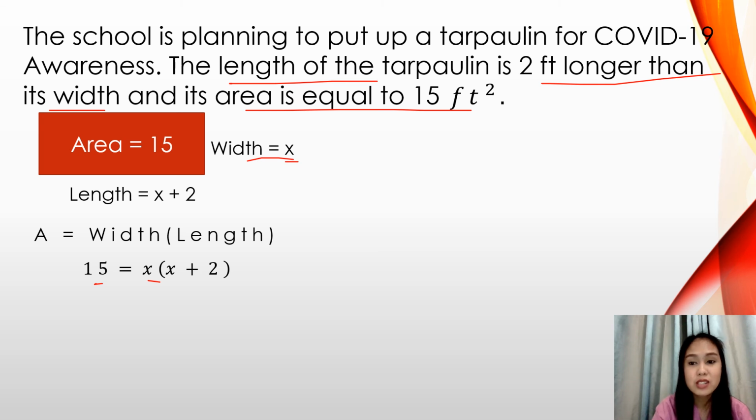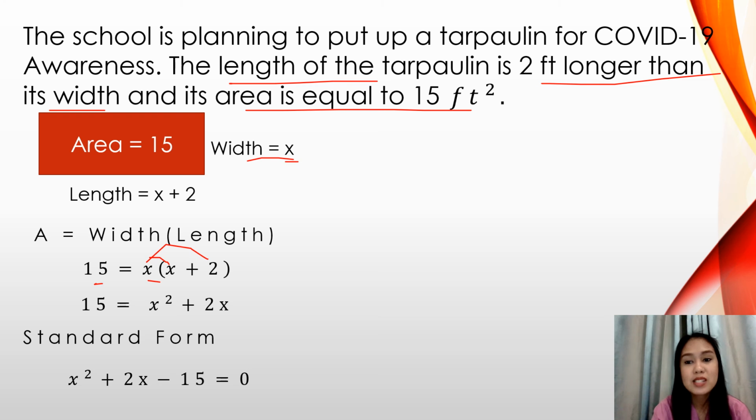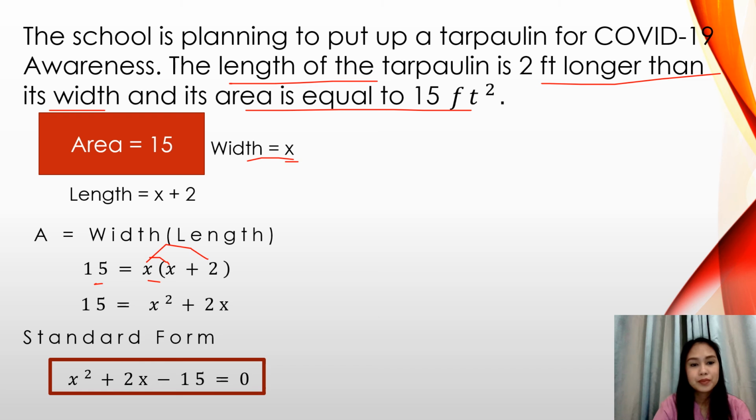Then simplify this equation into a quadratic equation. We'll have 15 is equal to x squared plus 2x. So that is x times x, which is x squared, and x times 2 is 2x. So we get the standard form. That would be x squared plus 2x minus 15 equal to 0. Now this quadratic equation, we have to find the value of x so that we can identify the measurement of the width and the length.